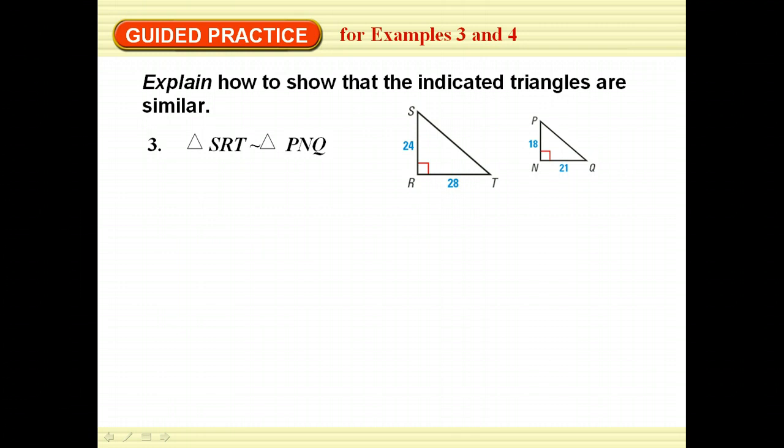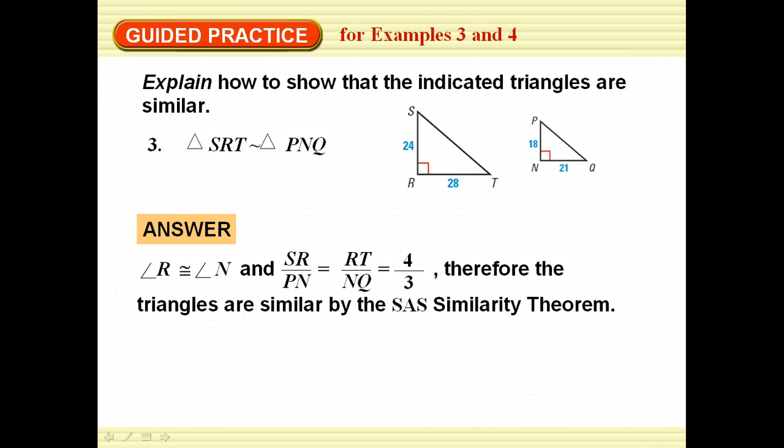In this particular case, explain how you would show it. Remember, you should pause and work this right now, but when you come back, you should find that R is congruent to N because they are both 90-degree angles, and if we set up the proportions, we get 4/3 for both of them. So yes, side angle side similarity.